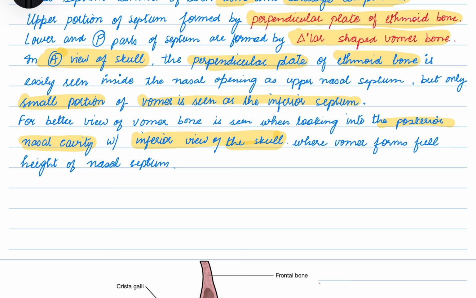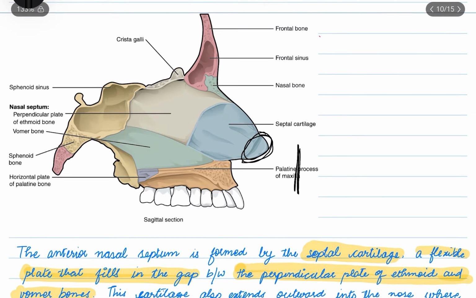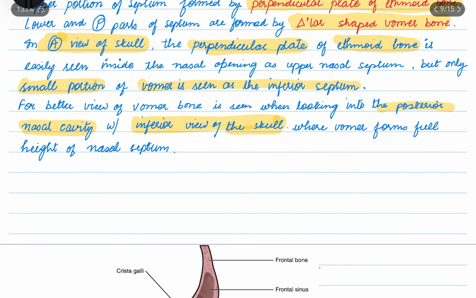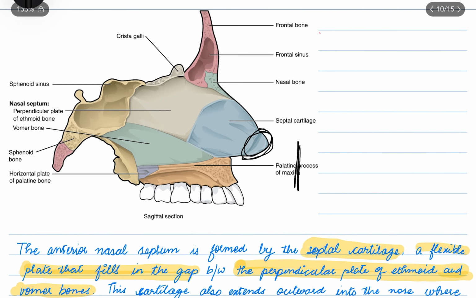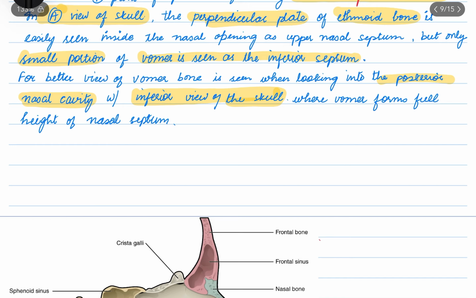For a better view of the vomer bone, we can look from the posterior nasal cavity, with an inferior view of the skull from the lower portion. This is not the sagittal side view, but from the lower or posterior portion we can clearly see that the vomer forms the full height of the nasal septum.